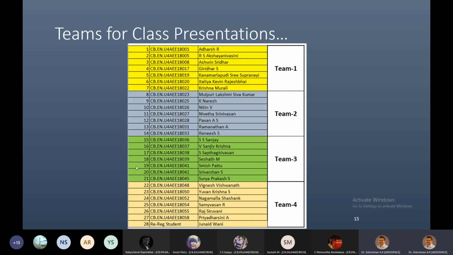So I'll revert back to the class presentation mode. What I would like to have is regular presentations. We'll devote some time from each class for class presentations. So that's why I have made the teams. I kept it simple. I just made 4 teams out of the total 28 students. Team 1, 2, 3, 4, and then I'll give the topics team by team, maybe from the next session onwards.